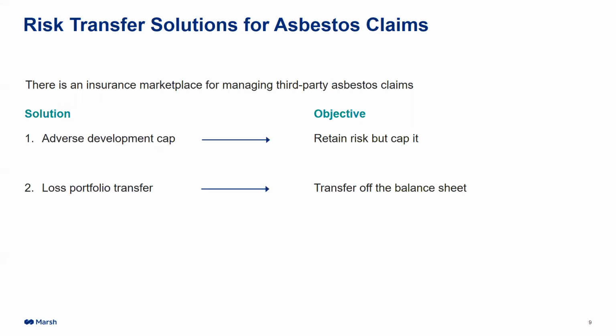Next slide. So what can be done? And this is a transition slide over to Kim. The good news is, regardless of what you may be dealing with, there are solutions to make this pain go away. The two solutions are basically adverse development cap, where you retain risk, but above a certain point, insurers will cover cost overruns. And there's also loss portfolio transfer, which is literally $1 transfer of these liabilities off the balance sheet. And with that, I'll turn it over to Kim and she can go into more detail. Kim?